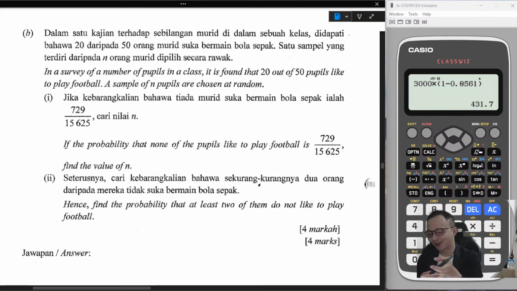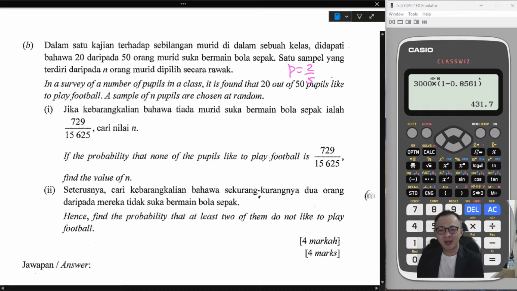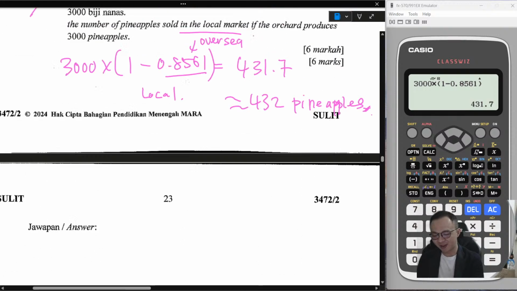Okay, let's go to this. I believe this one is a binomial. In the survey, the number of people in the class is found that 20 out of 50 like to play football. So I think the proportion of people who like to play football is 2 over 5. Why is my answer 432? Is my answer 432?